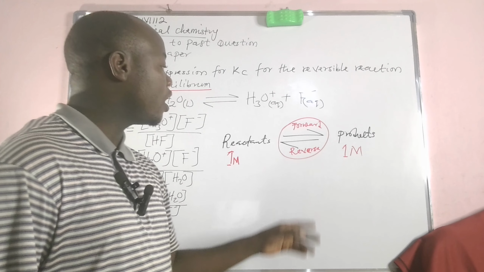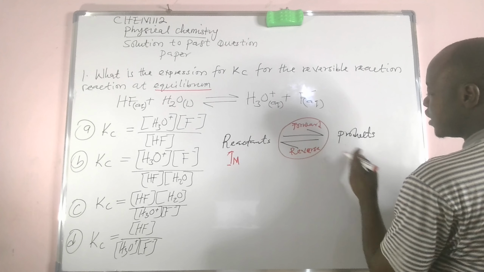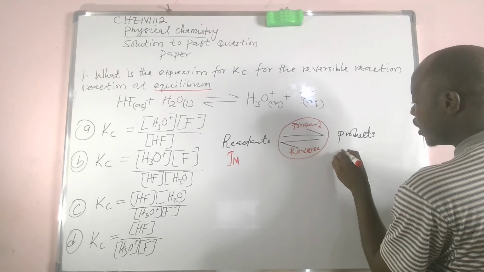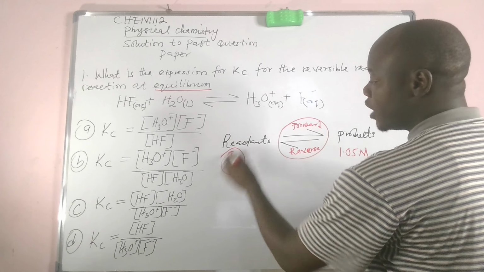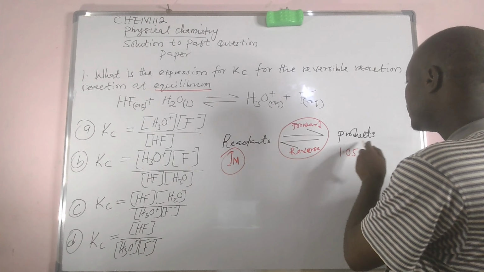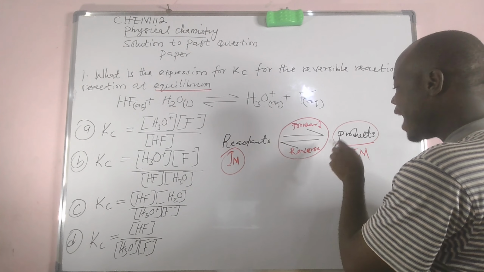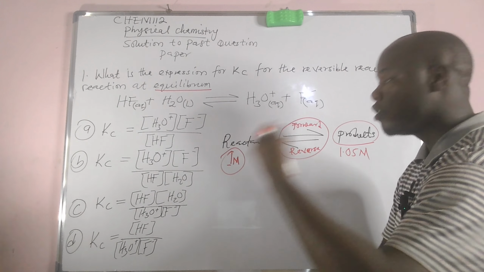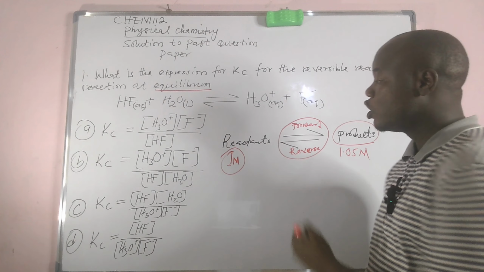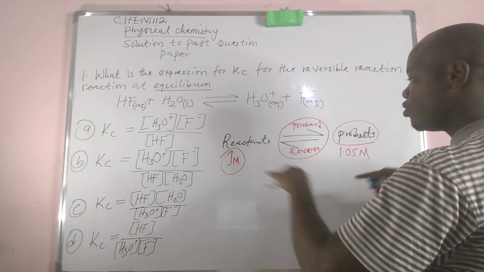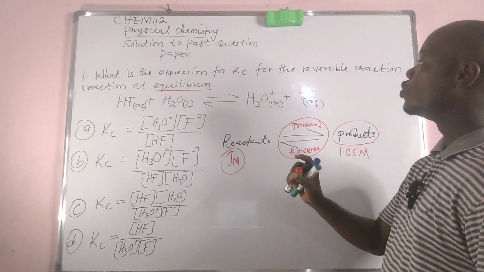So let's say you have the reaction now. Let's say you increase the concentration of the product, from 1 molar to, let's say, 1.05 molar. And remember here is 1 molar. So what will happen? This product will now favor reactant formation. So the product will now move in the reverse direction to produce more of the reactant in order to balance the equilibrium state.